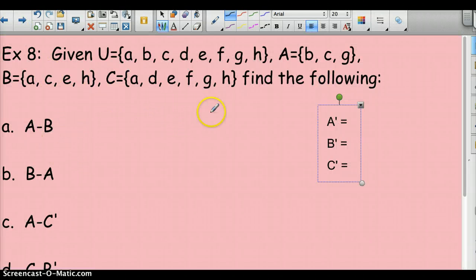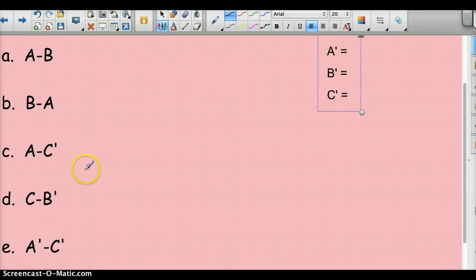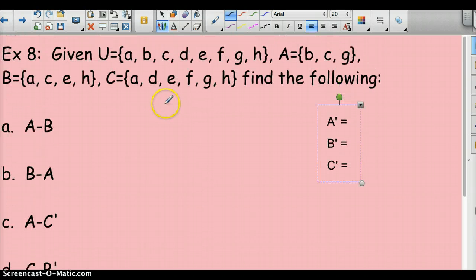Once again, if it's the difference of A and B, they've got to be in A but not in B. So we look. Once again, we've got a universal set. A's got B, C, and G. B's got A, C, E, and H. C's got A, D, E, F, G, and H. Wow, the fun. Now, once again, I look down to start, and I see the primes, A prime, B prime, and C prime. So I'm going to define those first.